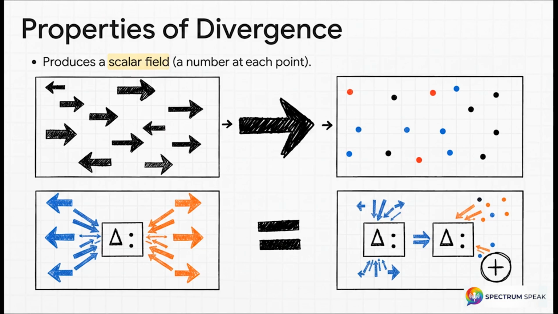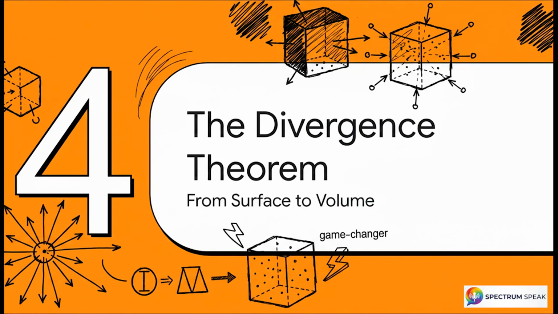Second, it's distributive, which is just a nice math rule that can make life easier when you're dealing with complicated fields. Okay, now for the main event. Understanding divergence is one thing, but the divergence theorem? Now that is a total game changer. Honestly, this is one of the most powerful shortcuts in all of vector calculus, and it lets us solve some ridiculously hard problems in a really clever way.